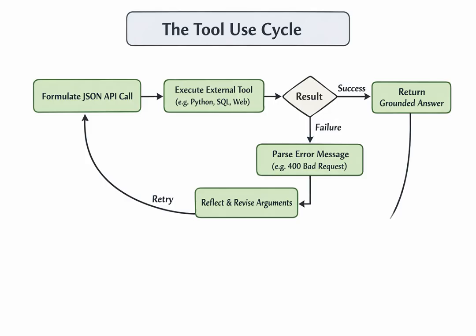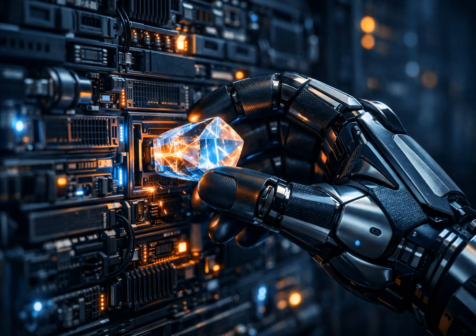What makes this tool use specifically agentic is the degree of autonomy. The agent parses its environment, autonomously decides which specific API to call from a massive library, formats the complex JSON arguments required, and critically, interprets the raw result. If a tool fails, say an API returns a 400 bad request error or the generated Python code throws a syntax exception, an agentic system does not simply crash and give up.